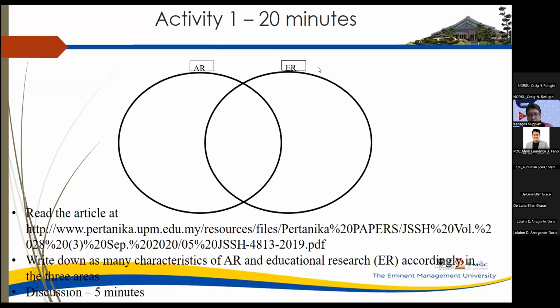APA format, journal format. Yeah, it follows the format of an empirical paper, an academic paper. Okay, that's educational research. What else? Anyone else? You can give your answers for any one of these 3 areas.